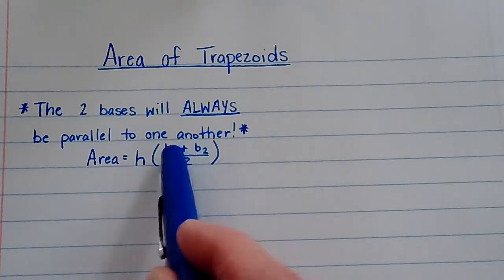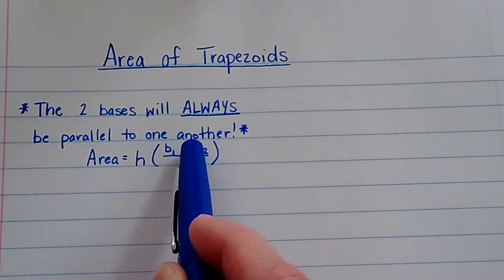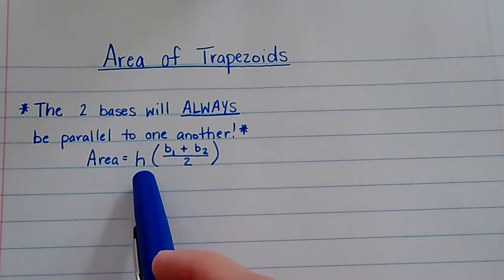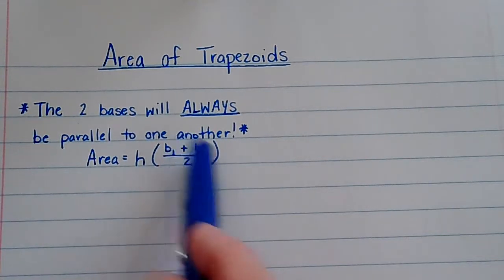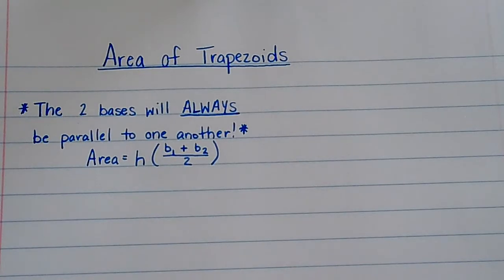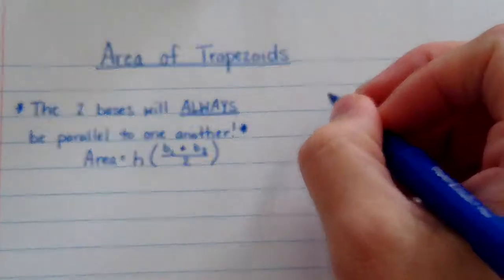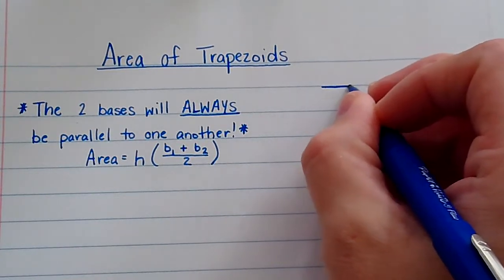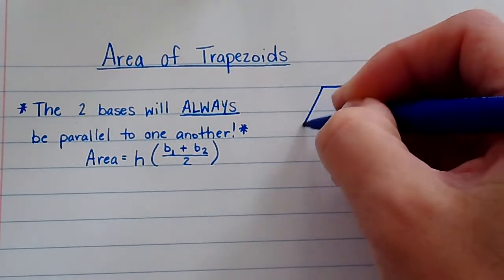You'll plug in those two bases, add them together. Whatever you get, you're going to divide it by 2. And then whatever you get there, you multiply it times the height out here. Okay? So do everything on the inside of your parentheses first, and then multiply by this height that's on the outside. So just a couple trapezoids that you might come across to try to demonstrate what I'm talking about.